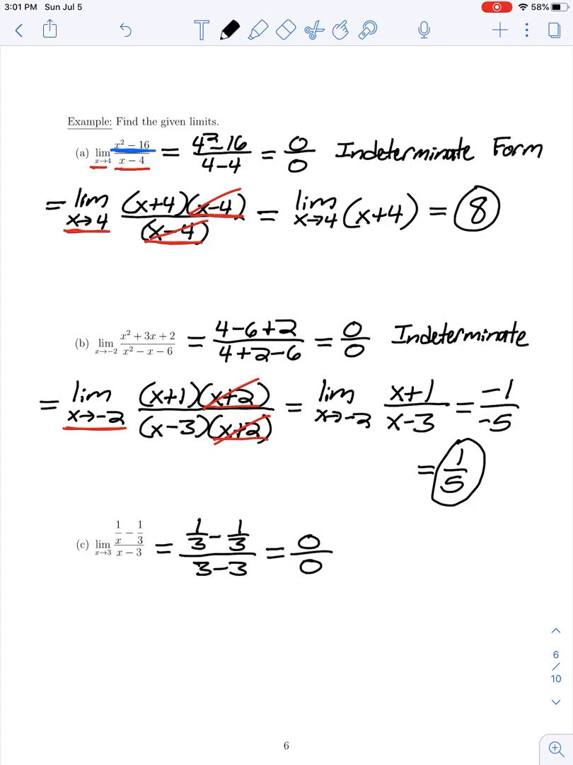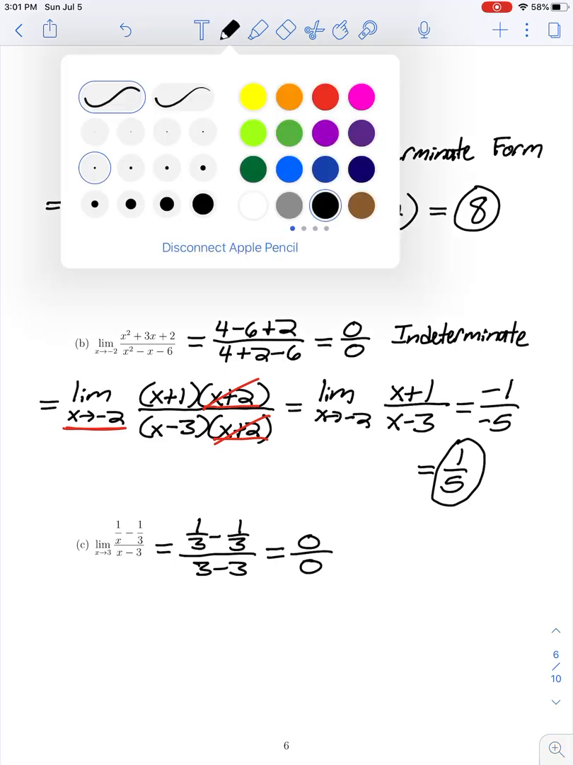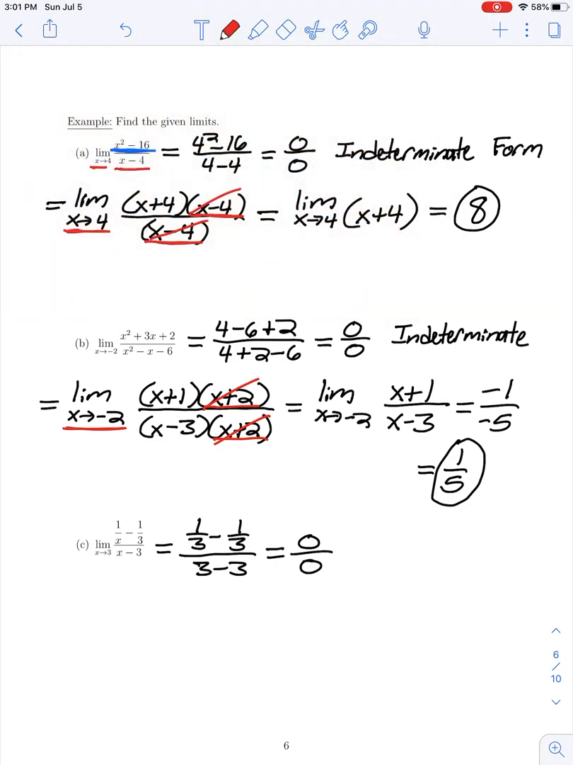We could try the same process that we had previously in parts A and B, but we see that here our numerator and denominator have already been completely factored. So let's think about what else we could do here. There's a couple of ways we could go about finding this limit. One approach would be to take the expression that we have in our numerator, 1 over x minus 1/3, and write it as a single fraction.